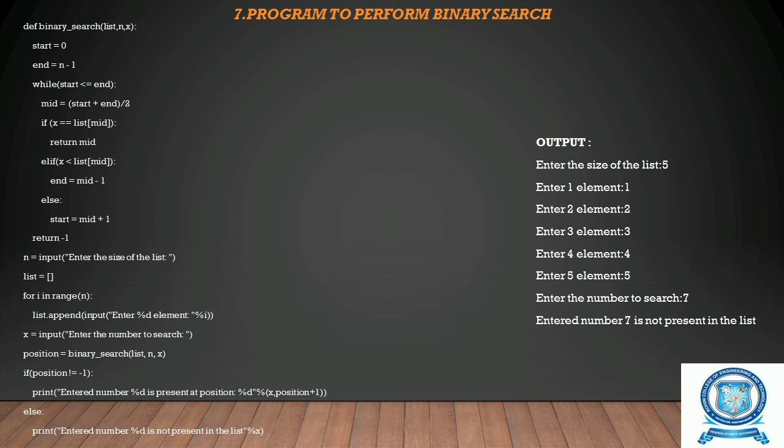So consider this output. We enter the size of the list as 5, then we enter the elements one by one, and then we give the number to search as 7. The output is that the entered number 7 is not present in the list.